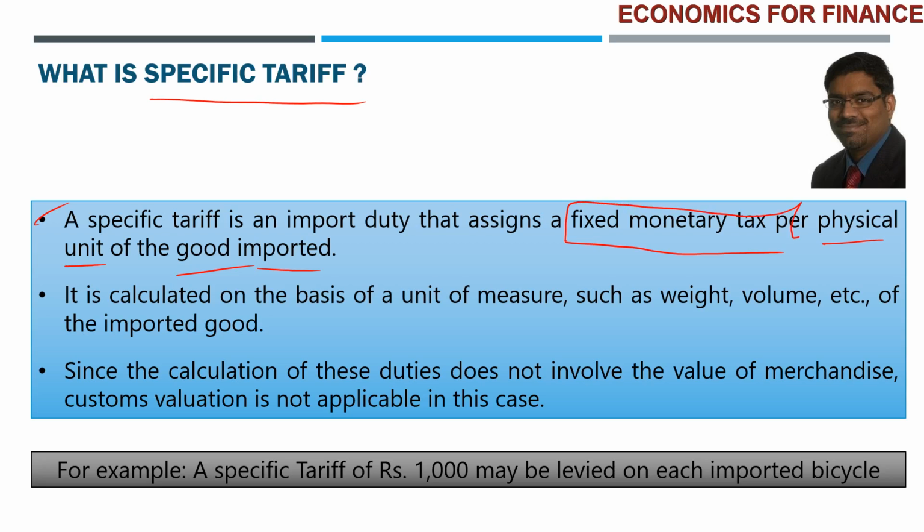That is called as what? Specific tariff. Then it is calculated on the basis of a unit of measure like weight, volume, etc. of the imported good. Does it involve any value? No. It is just a unit of measure, quantitative. Simply speaking, specific tariff is amount only, it is money only, but computation of this is not on the basis of the value of the commodity that is imported. It is depending upon the quantity of the commodity that is going to be imported. So that is called as specific tariff.